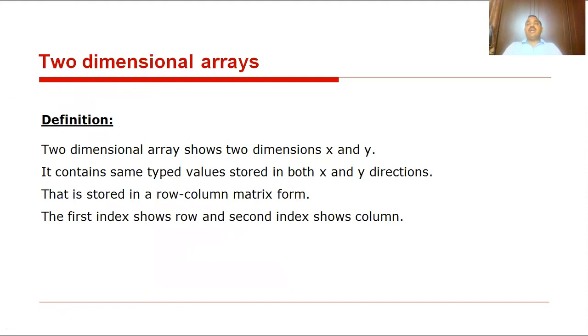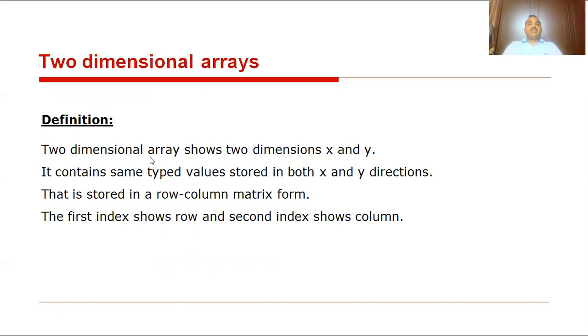What is a two dimensional array? A two dimensional array is a collection or table of elements. Here the table consists of rows and columns. Clear? Horizontal lines and vertical lines. Horizontal lines are called rows, vertical lines are called columns.